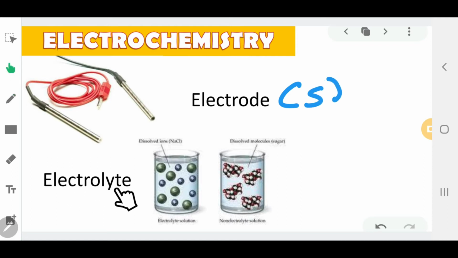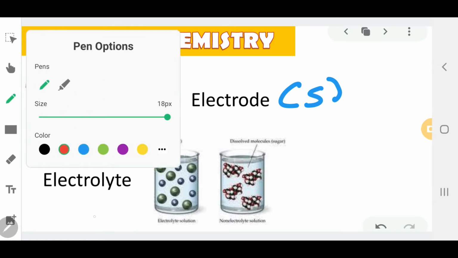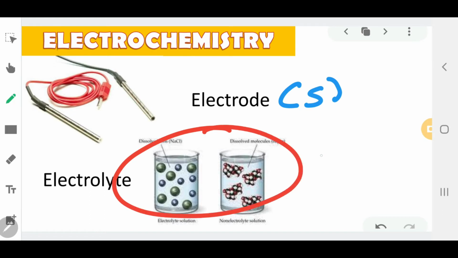And right there, the second component that you need to have if you want to build a galvanic cell, you need to have the electrolytes. And they need to be in aqueous form.